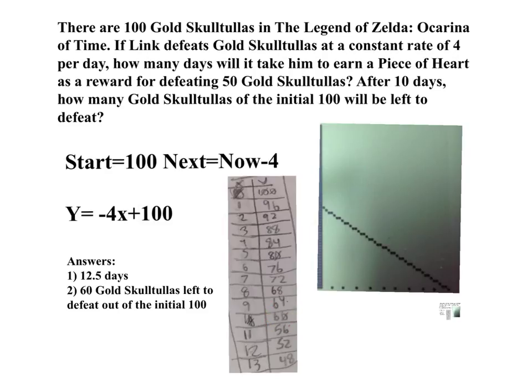To answer the first part of this question, which I did not answer previously, it will take him 12.5 days to defeat 50 Skulltulas. So we can come down, and because they subtract 4, there's 2 to get to 50, so 12.5.